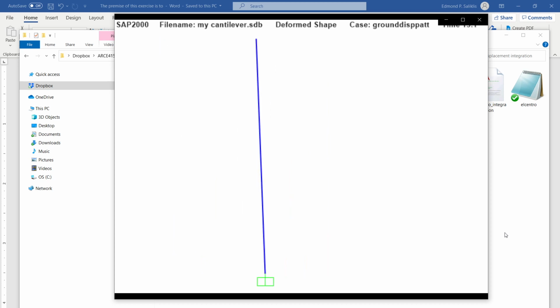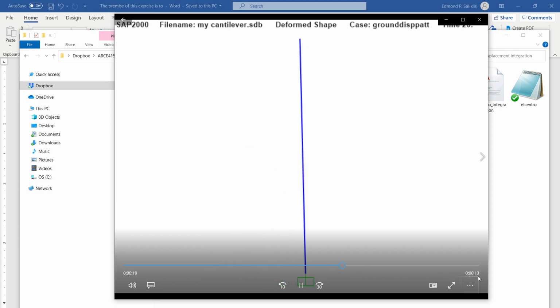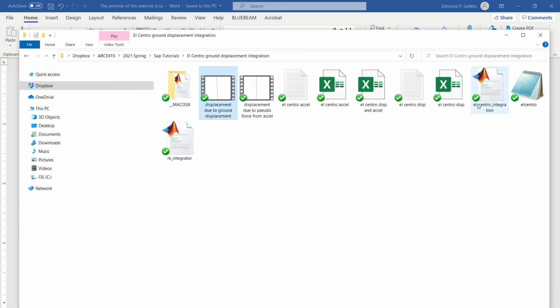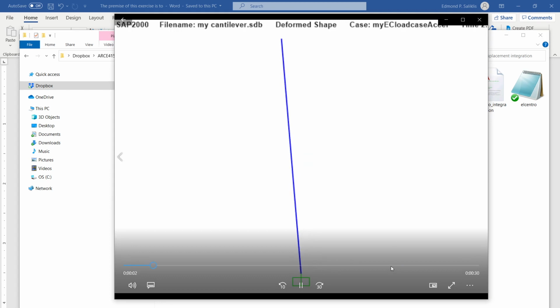And that goes on until the end of the video, where now I'm at 16 seconds. It's a 32-second earthquake. The building is still shaking. The base is clearly moving. I magnified this to show you the movement. Now this is this El Centro time history as acceleration, but it does not move the base.